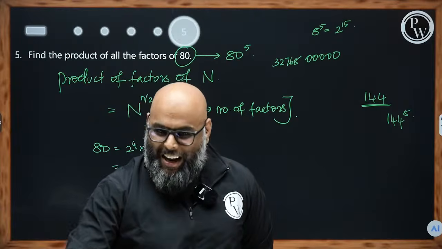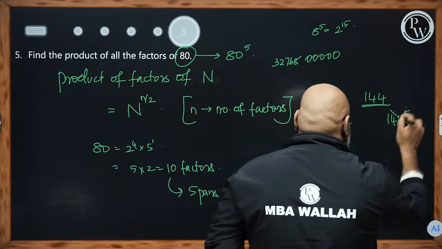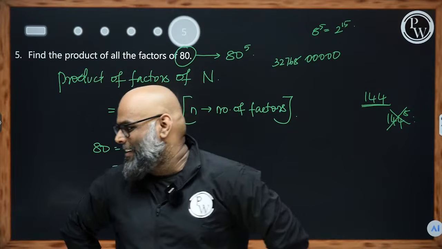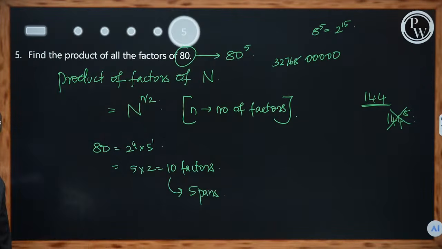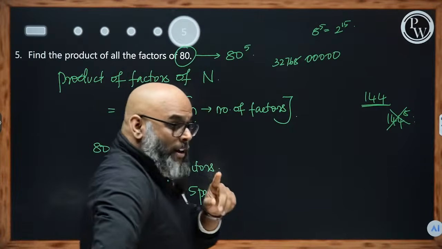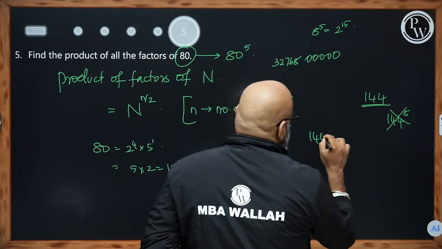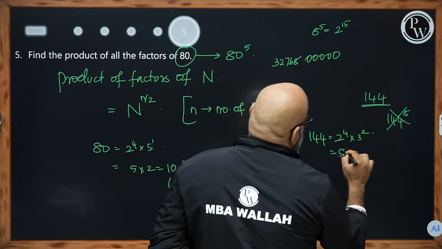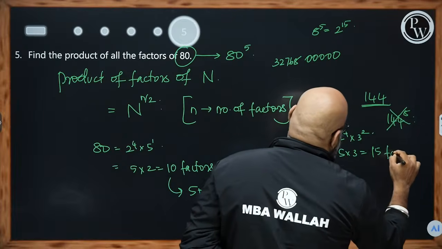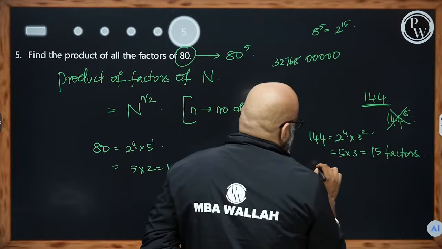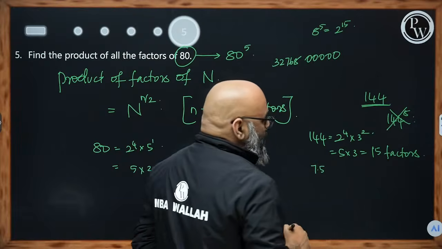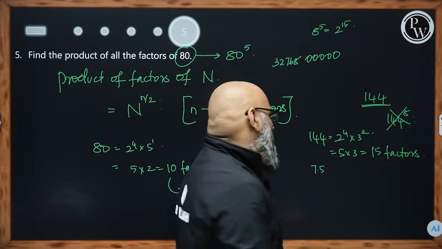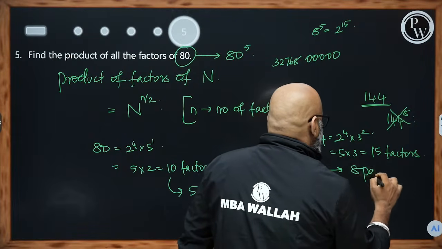Bravo. Brilliant. Unfortunately, that is not the answer. Now, why did you take 144 to the power 8? Because you would have noticed that 144 is equal to 2 power 4 into 3 square, which is 5 into 3, 15 factors. And then you will say, hey, I get 7.5, but 12 is also a factor. So I am accommodating that. So I am making it as 8 pairs. We all did that, right?